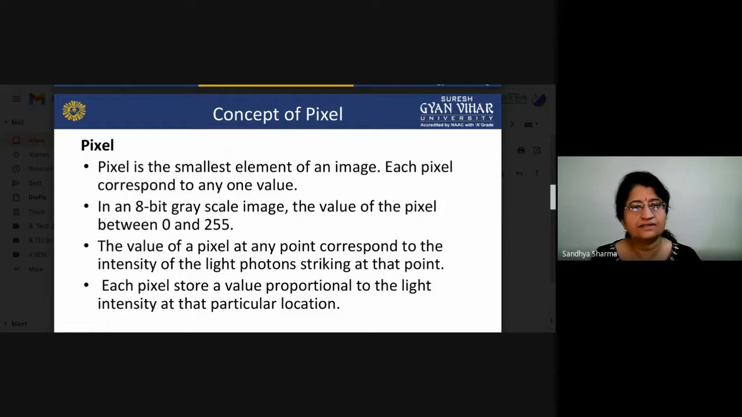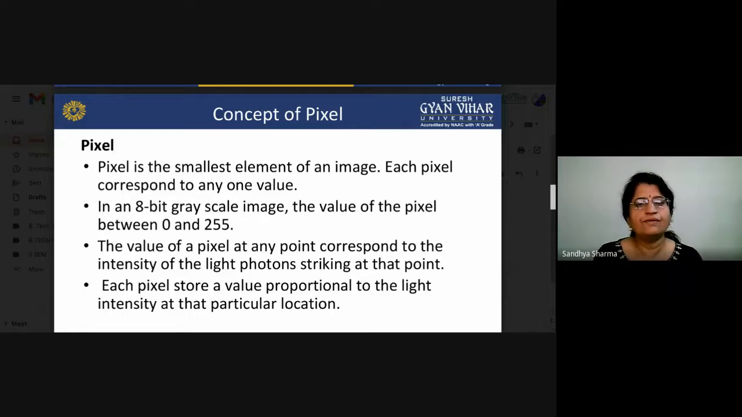Suppose there is an 8-bit grayscale image. The value of a pixel is between 0 and 255, because there are 8 bits, so we can represent 2 to the power 8, that is equal to 256. So there is a range within which we can put the value of a pixel, between 0 and 255.